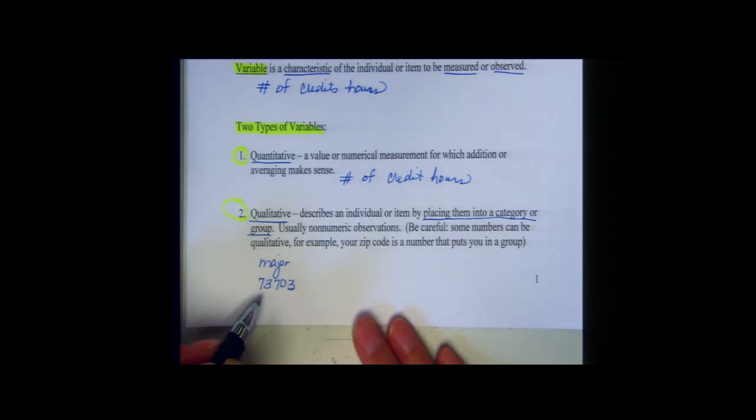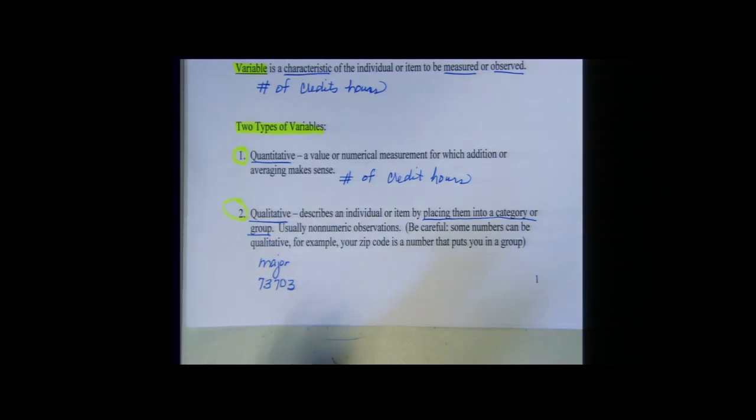So what this zip code does is it places me in a group. So when something gets mailed to me, then the post office knows that I am placed within this zip code group. All right, moving on.